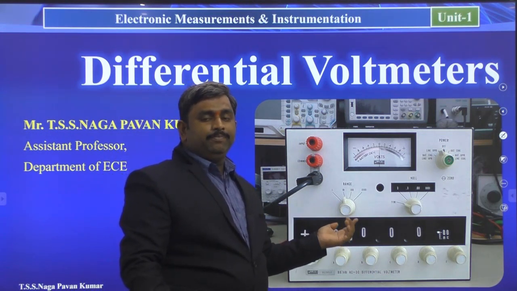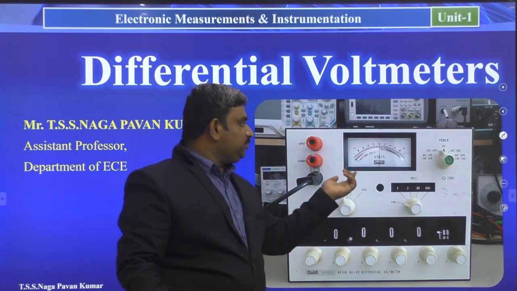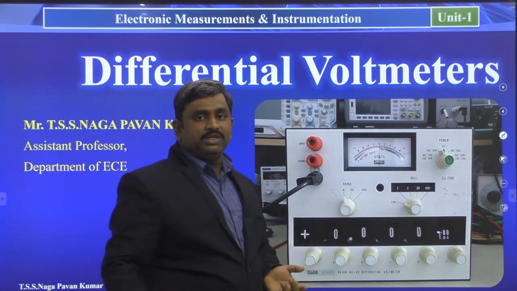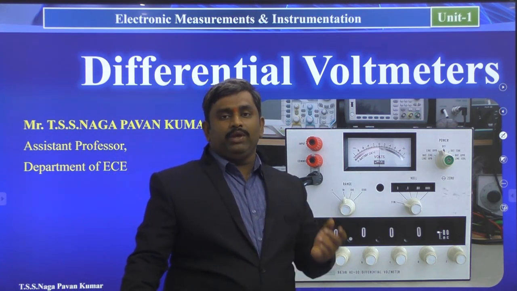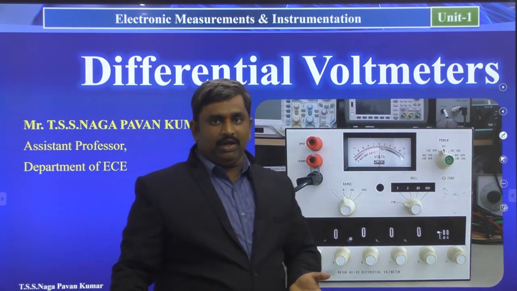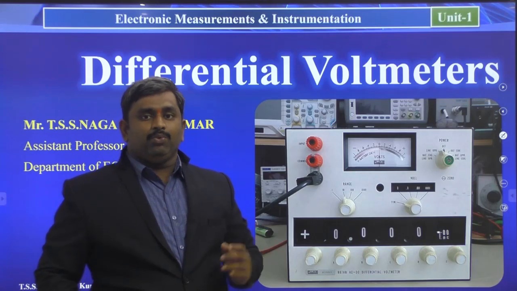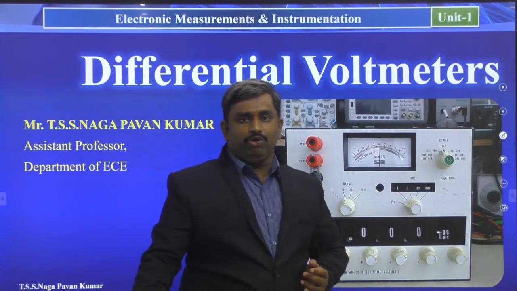Generally, the difference we have to get in this meter is 0 volts. Only then can we say that the reference voltage and the unknown voltage are both equal. In this way we operate differential voltmeters.